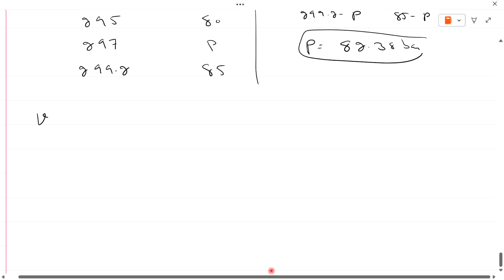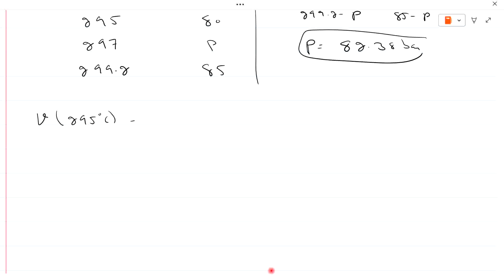So first find specific volume at 295 degrees centigrade. Formula is x Vg. x is given to us, which is 0.95, and find Vg at temperature 295 degrees centigrade. So Vg at 295 degrees centigrade is 0.02352, which gives 0.022344 meter cube per kg.